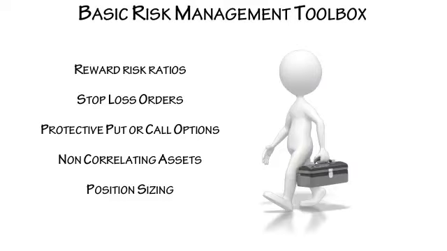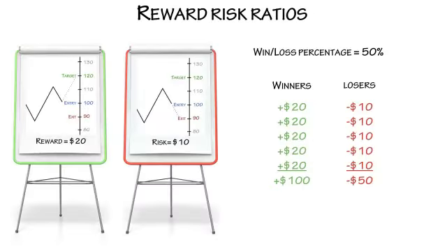Non-correlating assets. That can be a big risk management tool. Position sizing, that can be a risk management tool. So those are in our toolbox, in the basic box. You know, then we move on to delta hedging, delta neutral trading, stuff like that, rebalancing, stuff like that. Very cool. So let's talk about risk-reward ratios.